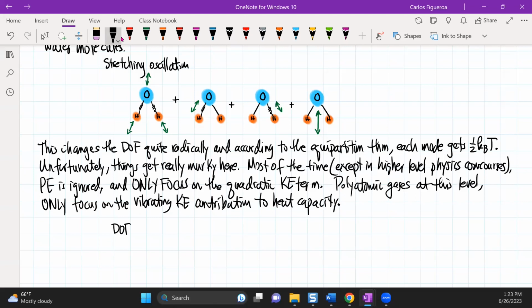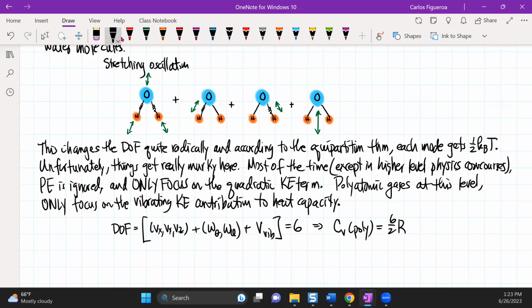So if you do that, if you look at the degrees of freedom, you really have then what? You have Vx, Vy, Vz. These are all quadratic. We have two rotations, which are quadratic. And then you have some velocity that has to do with the vibration of this. So they say it's 6 here. So that implies that CV for polyatomic gases is then 6 over 2 R. And you can see here that this is a gross neglect. Okay, a gross neglect. But that's what we're dealing with.